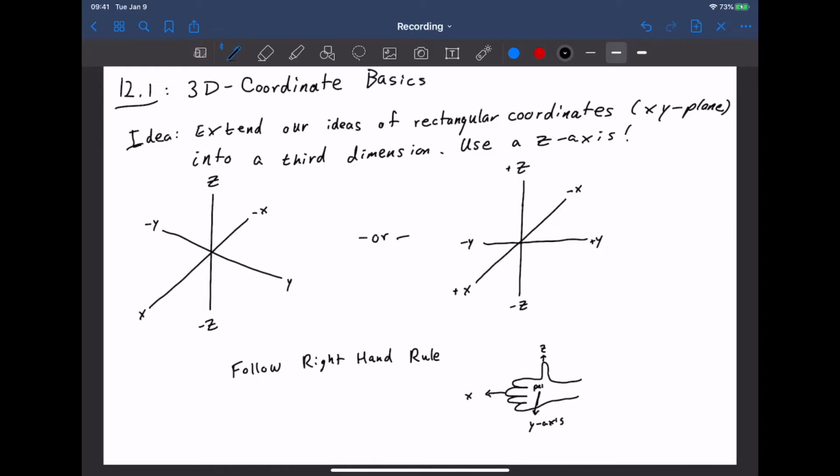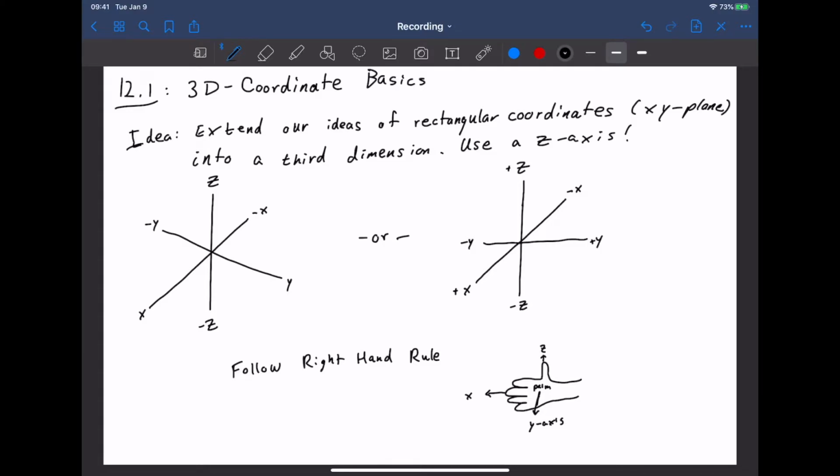This is the palm of your hand. That's why it has to be the right hand. I can't draw well enough to draw an actual right hand where you could notice that it's supposed to be the palm, but that's the idea. If you take your right hand and you point your fingers along the direction of the x-axis, your palm along the direction of the y-axis, then the z-axis has to stick up from here. That's the convention we use. Left-handed systems are possible, but I've never seen them in the American education system.